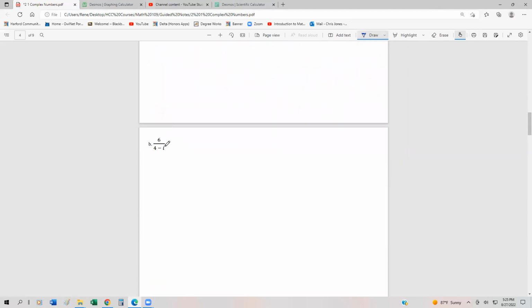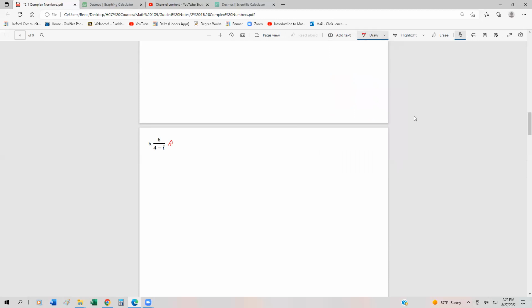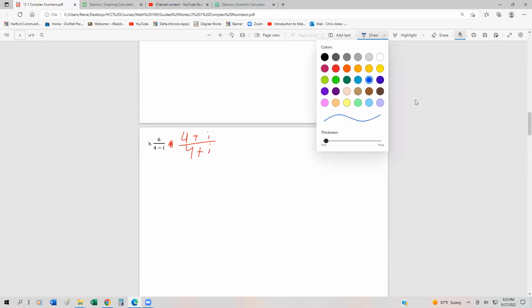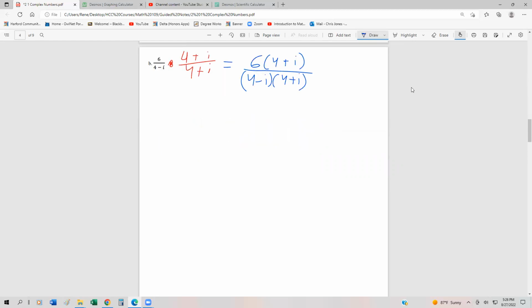Another example is 6 divided by 4 minus i. This is where we have to multiply by the conjugate. Our conjugate for this one is going to be, when we multiply the top and the bottom, 4 plus i divided by 4 plus i. Okay, so that's what we're multiplying by. Now the numerator, if we multiply this out, turns out to be 6 quantity 4 plus i, and the denominator is going to be 4 minus i times 4 plus i. And now all we're going to do is turn this into a FOIL problem and distribute.